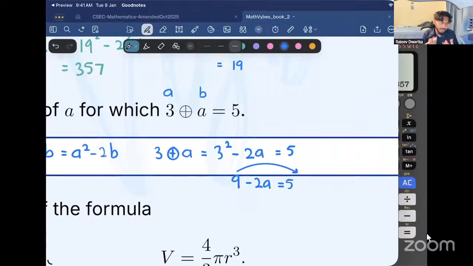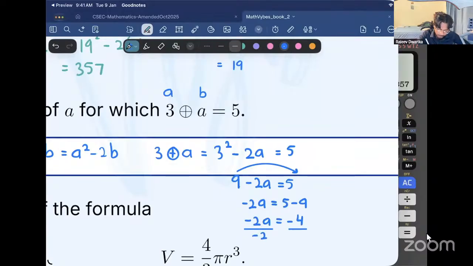Right, so we're trying to find A. So we have to isolate A and move across everything to the other side. So that's minus 2A, and if you move across the 9 or you take away 9 on both sides, you're going to end up with 5 minus 9. And what is 5 minus 9? Minus 4. And we want to find A, so what would I have to do on both sides? Just divide by minus 2.